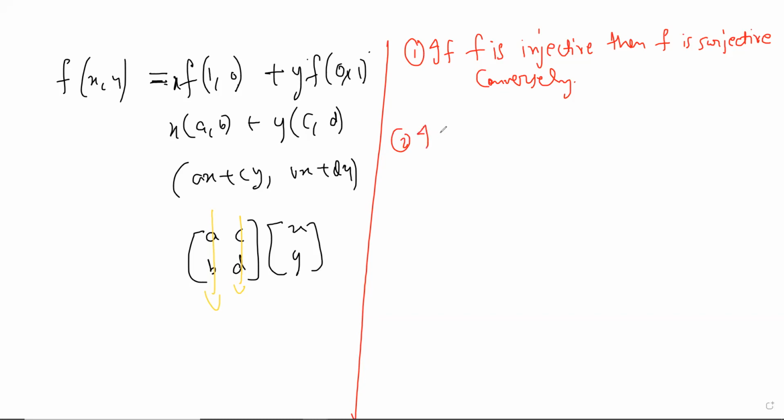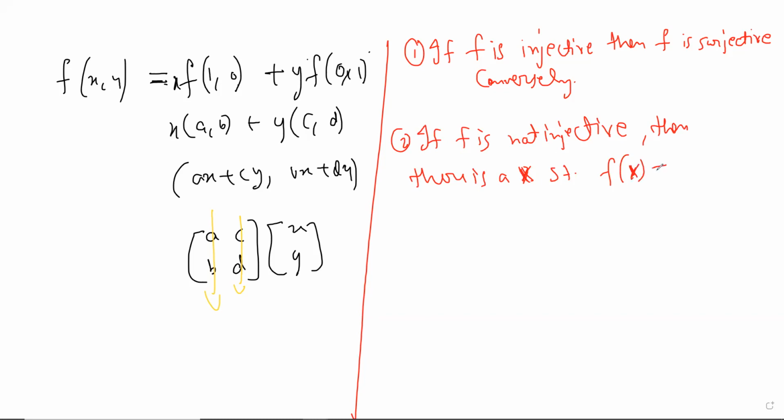So here is another one. If f is not injective, then actually it kills some vector. Then there is an x such that f of x is zero. This is simple, so you can try.